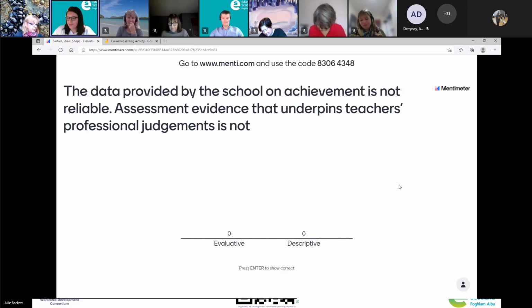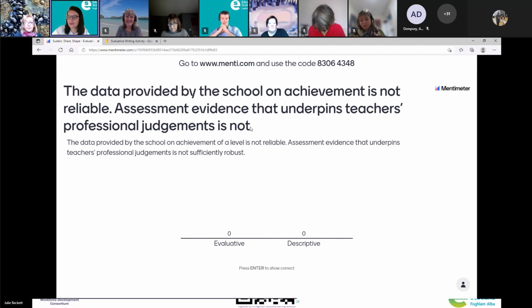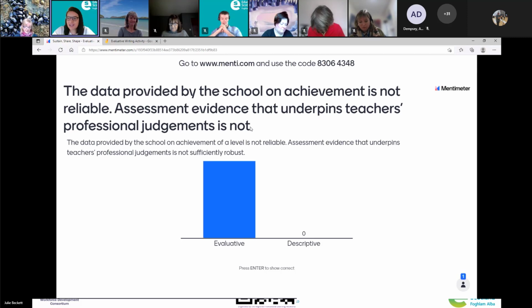Hopefully now you will move on to question 2. And it's cut off some of the word in there. That should be it now. So question 2, the statement is, the data provided by the school on achievement of a level is not reliable. Assessment evidence that underpins teachers' professional judgments is not sufficiently robust. And hopefully you'll get that same voting option again. I must have run out of characters that it didn't let me finish my sentence there.